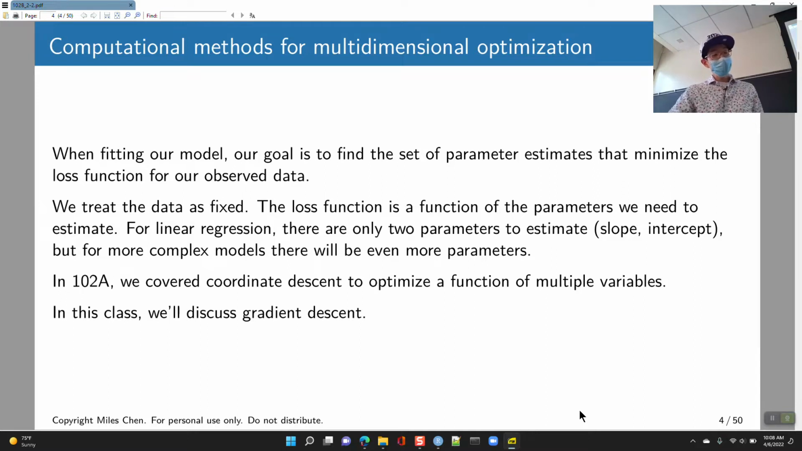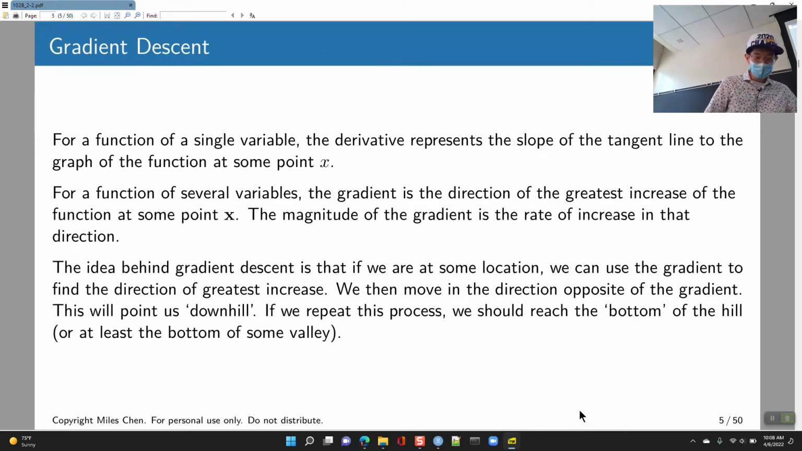In 102A, at least if you took it with me, we covered coordinate descent, where you turn the problem into univariate problems and optimize. I think you do coordinate descent in other classes as well. Right now, though, we'll talk about gradient descent. Gradient descent is another iterative computational method for finding an optimum.